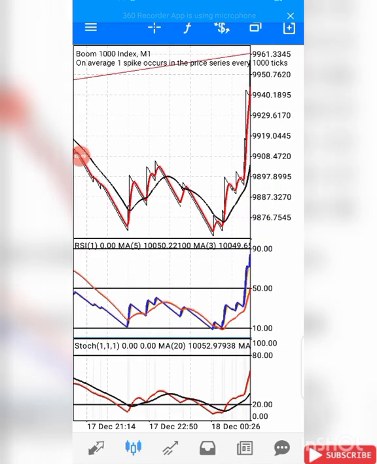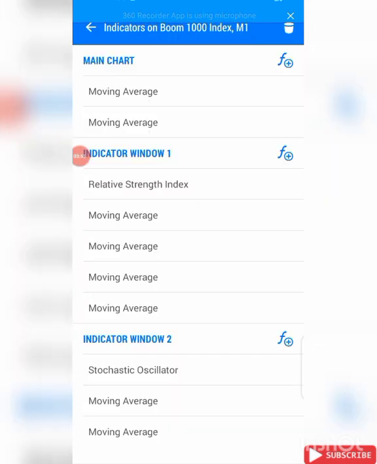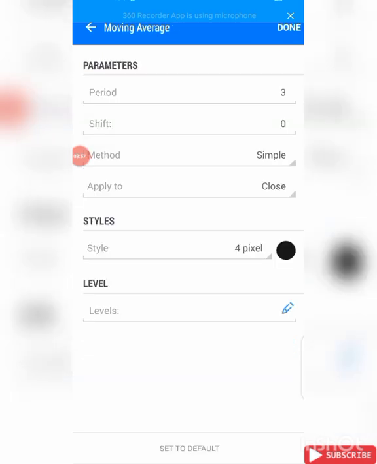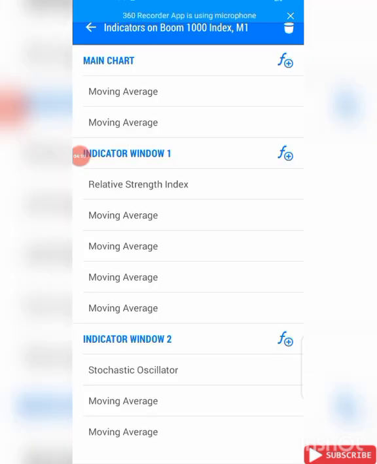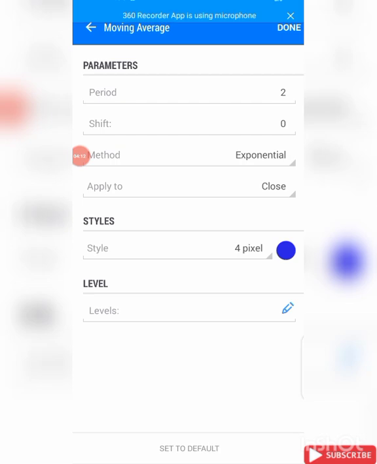If you want to add anything, please click on indicator window 1. Don't click on the main chart to add all these moving averages. The next moving average we are using is period 3, shift 0. Method is simple. Apply to close. Style is 4 pixels. I'm using black. Done. Then we are using a moving average period 2, shift 0. Method is exponential. Apply to close. Style is 4 pixels. I'm using blue.